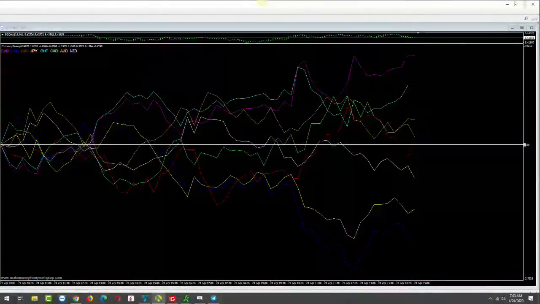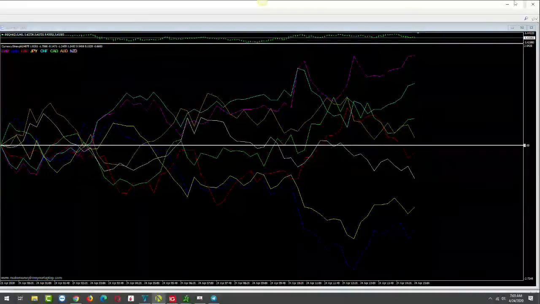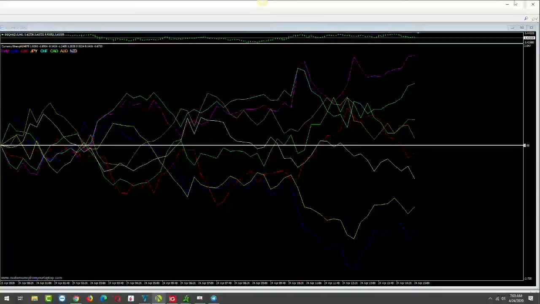So let's jump over here and have a look at the currency market. What's going on right now? Well, we're using a very simple tool. These are available all over the internet. It's a currency strength tool.